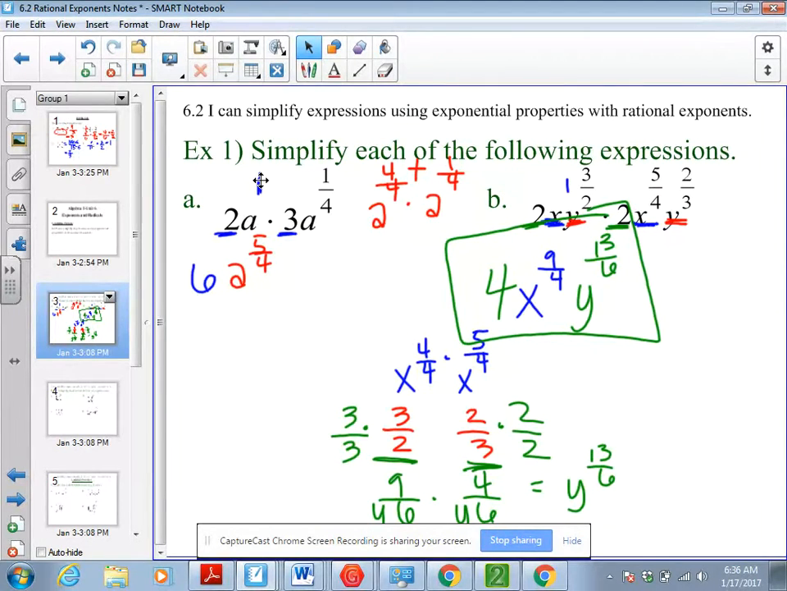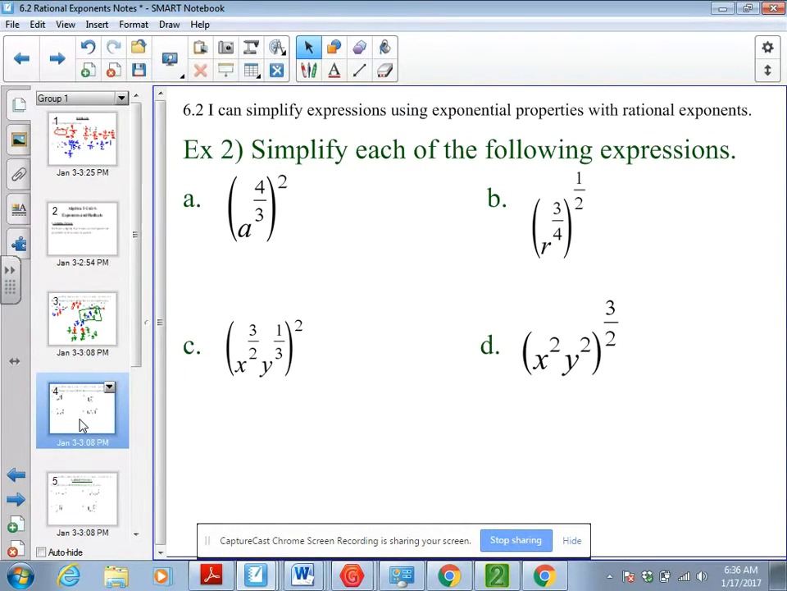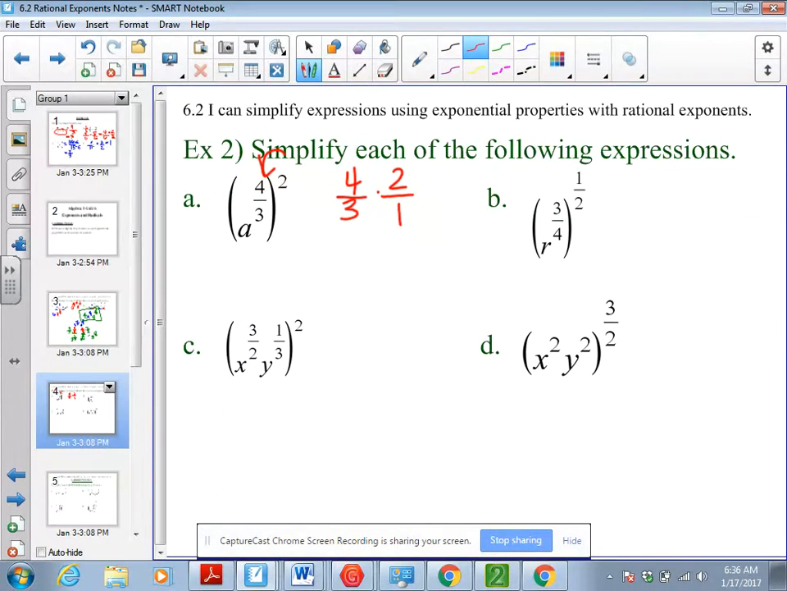Let's try some more together. Now, this is power to a power. And remember, power to a power, we simply multiply your exponents. So this is going to become 4/3 times 2/1. You just multiply straight across. This is going to become 8/3. That means my answer is A to the 8/3.